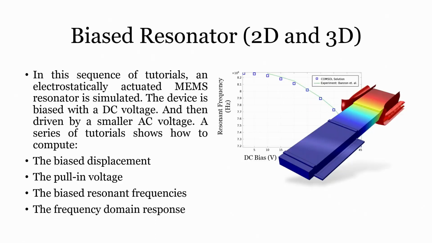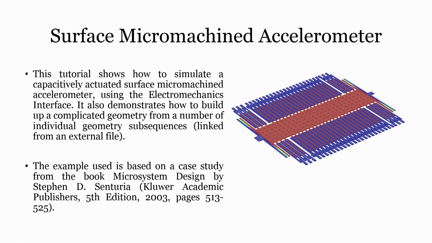We will also see how the bias resonator can be used, and how the pull-in voltage and bias frequency domain response occur. We will also understand the micromachined accelerometer, how we can design or simulate it, and the example for this is based on the case study from the book Microsystem Design by Stephen.